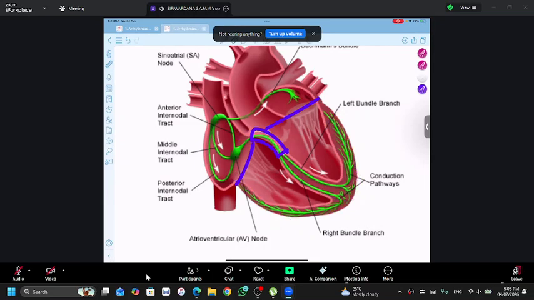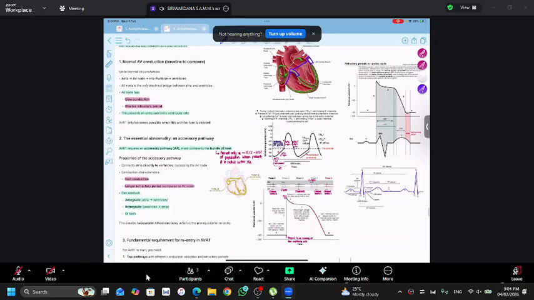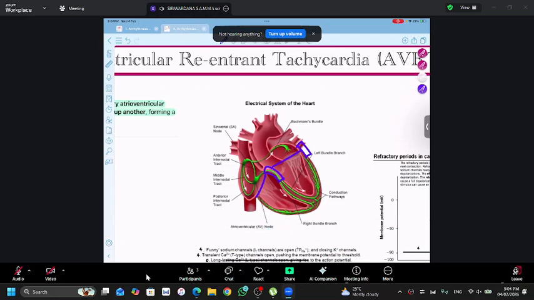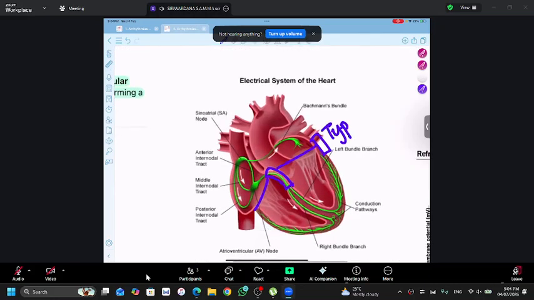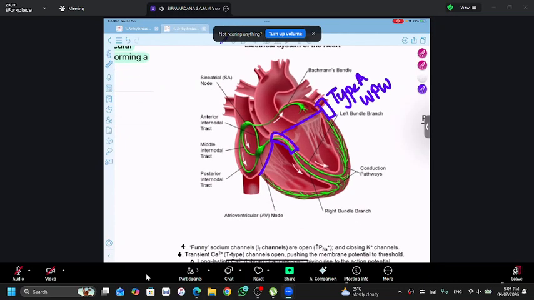Now Wolff-Parkinson-White syndrome is a congenital condition where you have an abnormal muscular connection, a myocyte connection, between the atria and the ventricles. Usually it happens in the left atrium. As I remember, that is the most common one. Exact percentages I don't remember, but this is called type A Wolff-Parkinson-White syndrome, type A WPW.